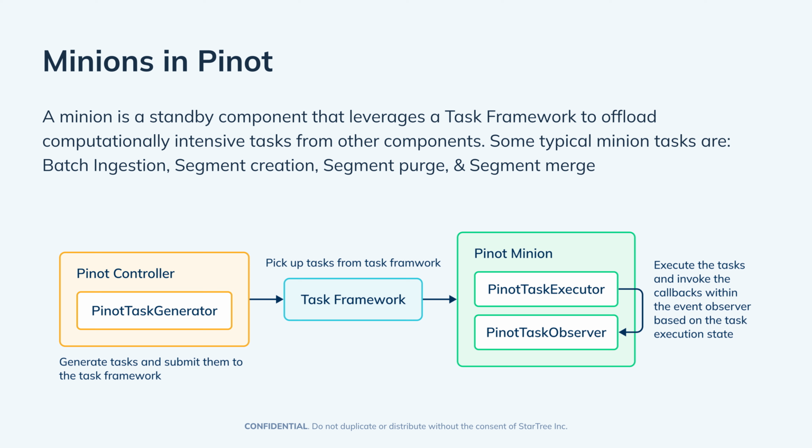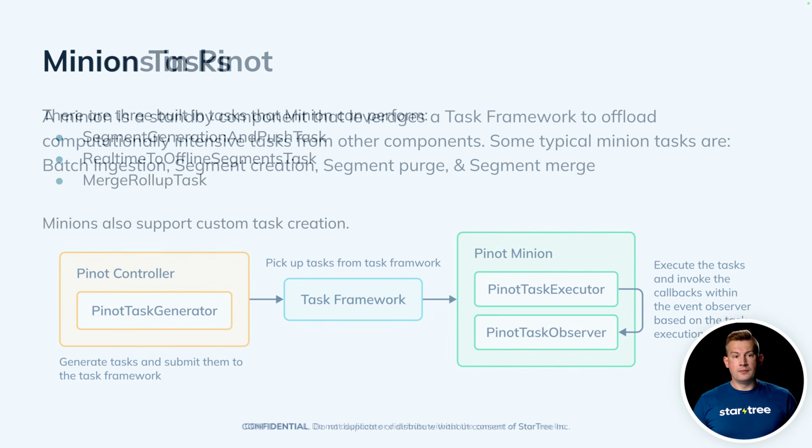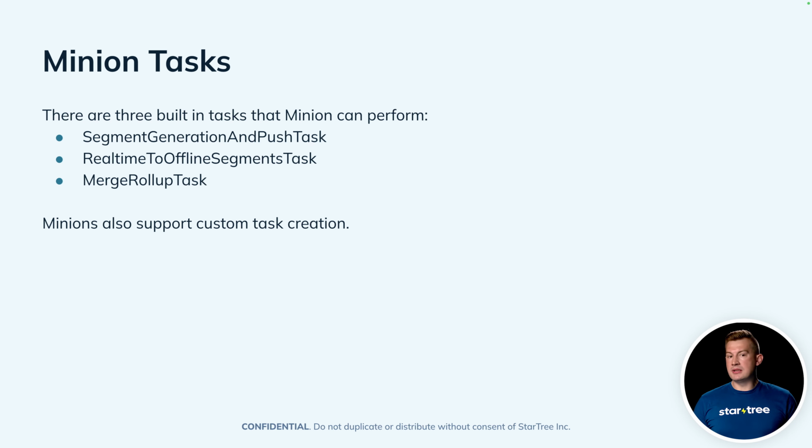Some typical minion tasks are batch ingestion, segment creation, segment purge, and segment merge. There are three built-in tasks that minions can perform: segment generation and push task, real-time to offline segment task, and merge rollup task. Of course, using the task framework, you can build your own tasks using Java as your programming language.